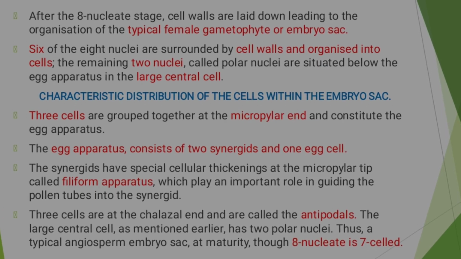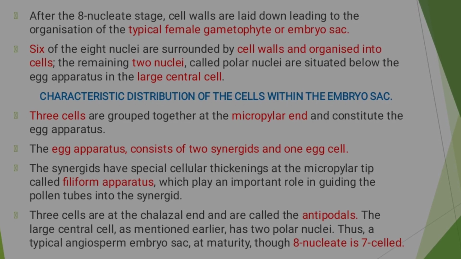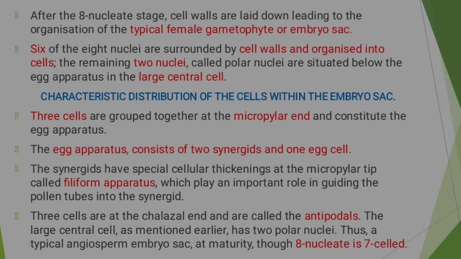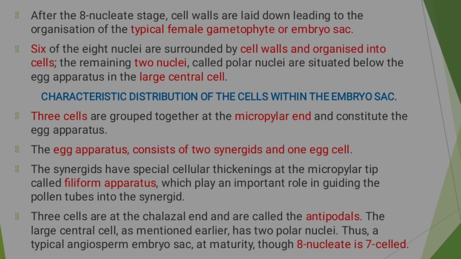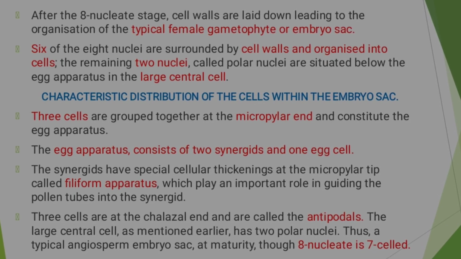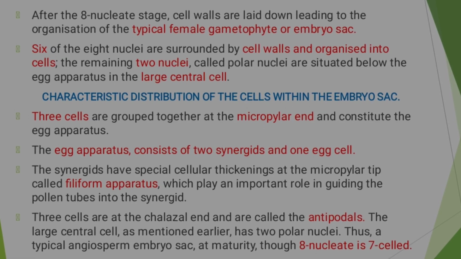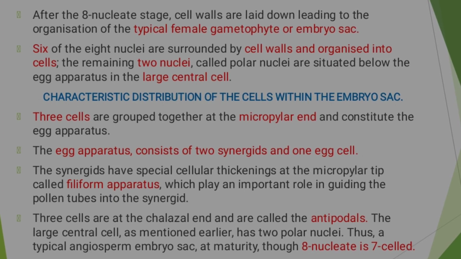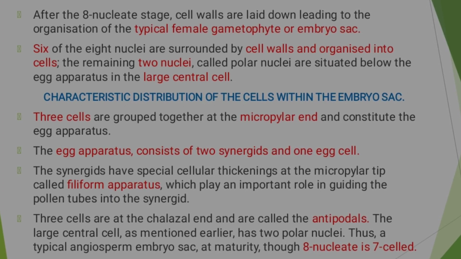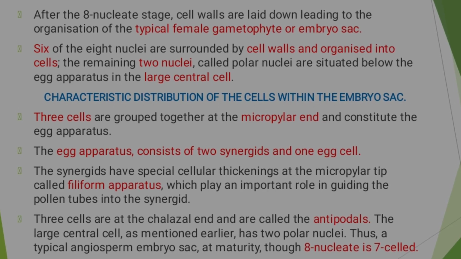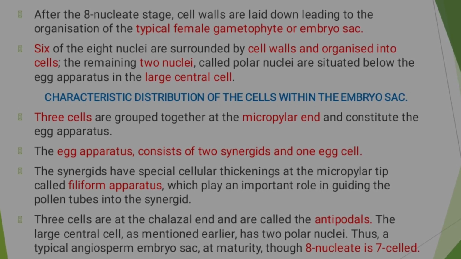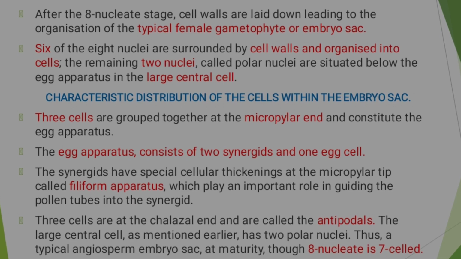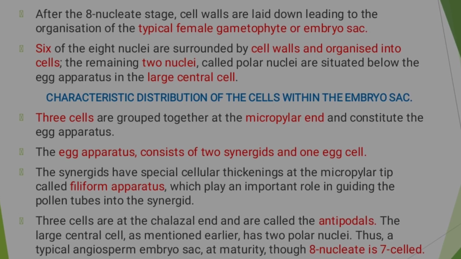Characteristic distribution of the cells within the embryo sac. Three cells are grouped together at the micropylar end and constitute the egg apparatus. The egg apparatus consists of two synergids and one egg cell. The synergids have special cellular thickenings at the micropylar tip called the filiform apparatus, which play an important role in guiding the pollen tubes into the synergid. Three cells at the chalazal end are called antipodals. The large central cell, as mentioned earlier, has two polar nuclei. Thus, a typical angiosperm embryo sac at maturity has an eight-nucleate, seven-celled condition.